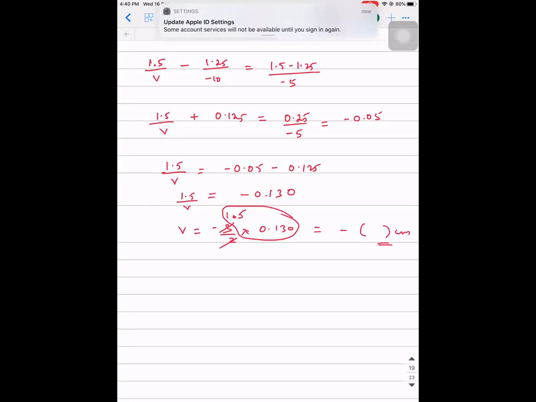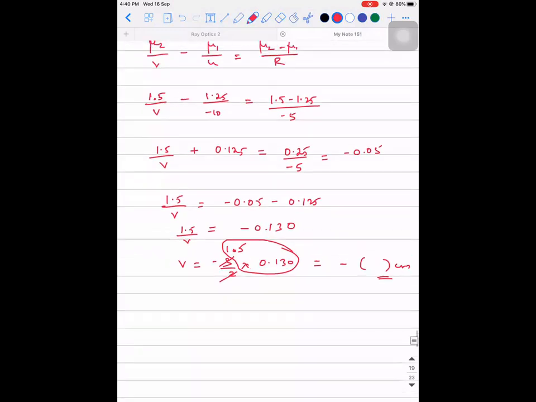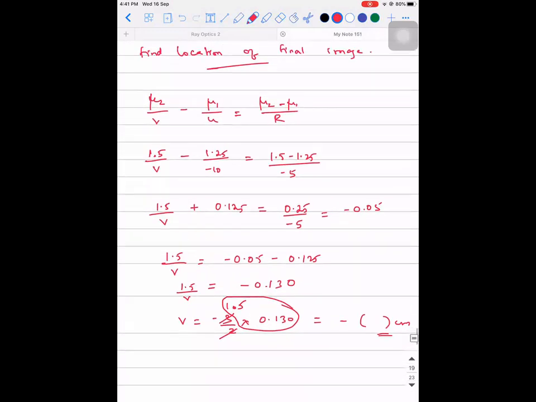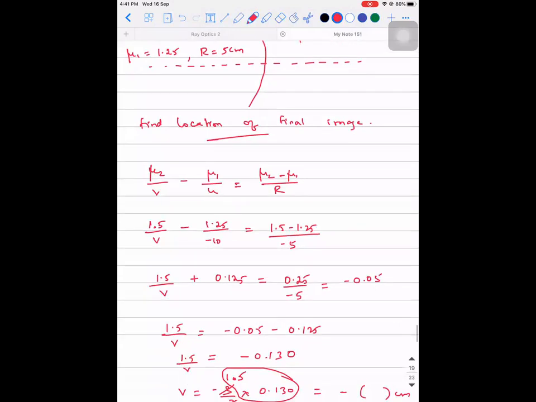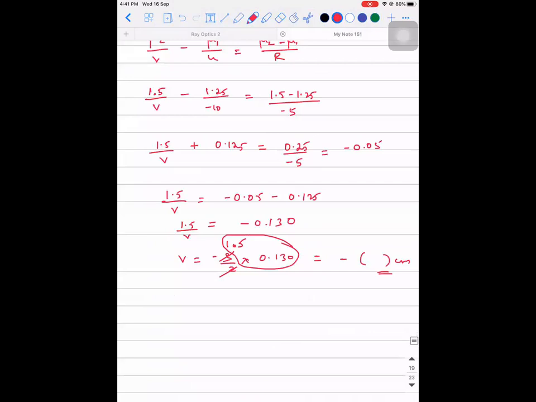But what does this minus sign indicate here? It is on the left side, which means it is a virtual image. So we are trying to say that it's a virtual image that is formed due to this kind of scenario.